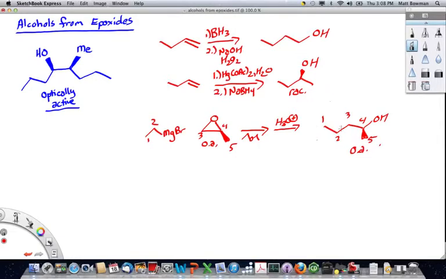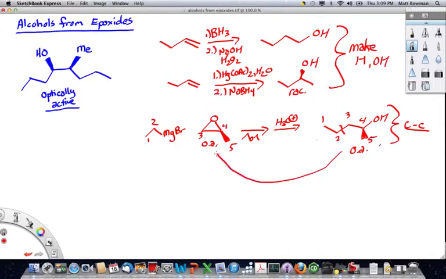Like so. The above reactions here make an H and OH bond, but they do not make a carbon-carbon bond. But here, in addition to making the alcohol, you make a carbon-carbon bond. Something to keep in mind. The hard part is disconnecting, working backwards from the alcohol given back to the epoxide and the Grignard reagent.